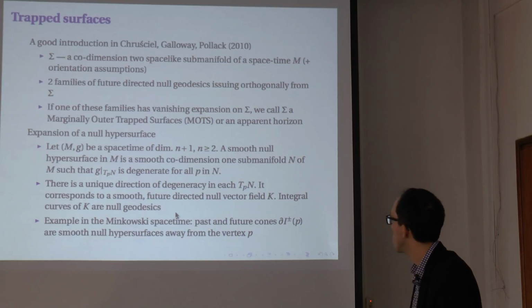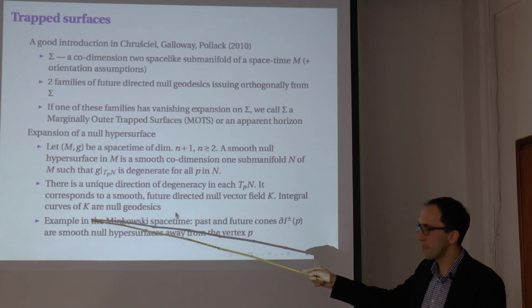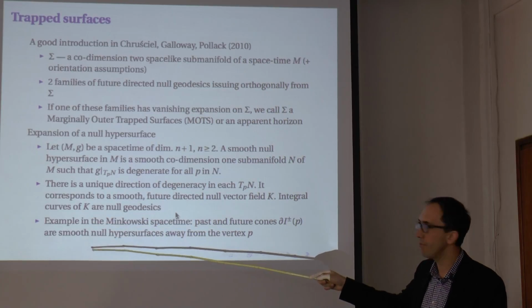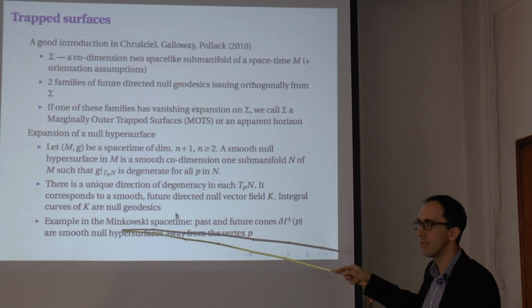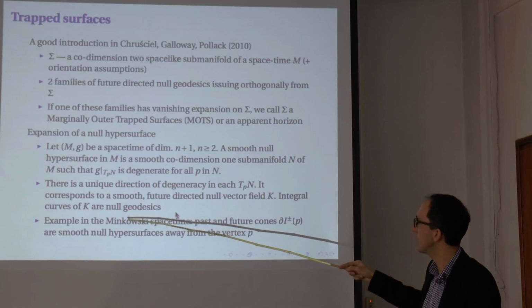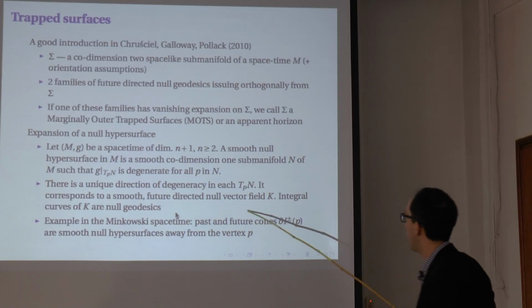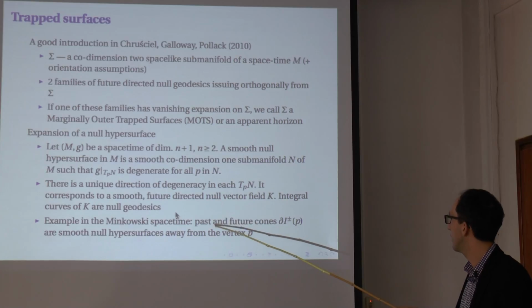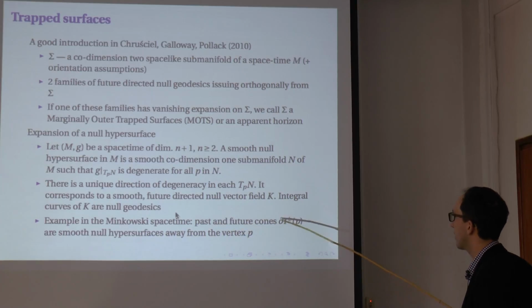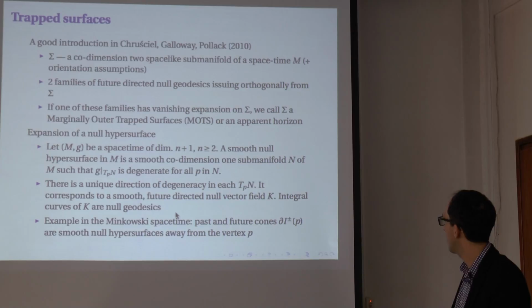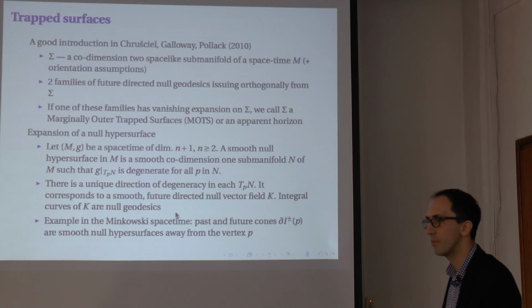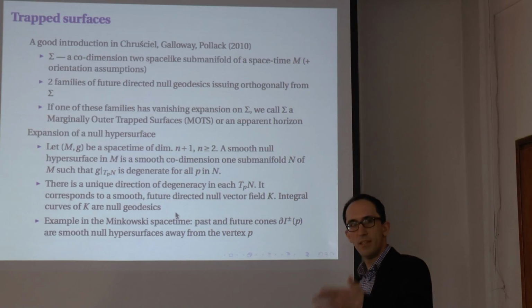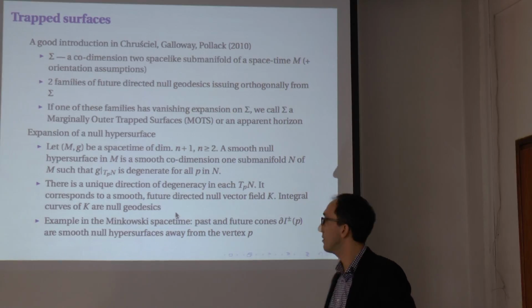So the simplest example one could think of is, of course, the cones in Minkowski spacetime. If you take past and then future light cones in Minkowski spacetime, then away from the vertex, they satisfy this definition. If you restrict the metric to the tangent space to a light cone, it is degenerate.